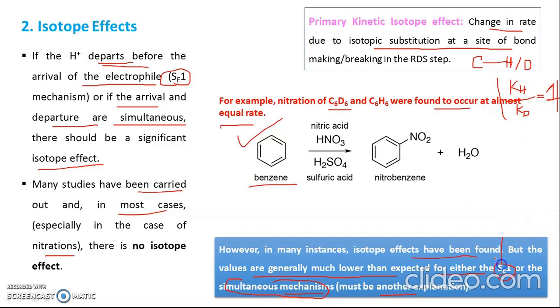But remember, for the reverse mechanism and for the simultaneous mechanism, suppose the value of KH by KD should be 5 to 6, just for example, but actually it is much lower than that. Though it is not equal to 1, it is still not so high. Maybe it is 2 to 3, just for example. Okay, so this is the second evidence of the stepwise mechanism. It proves that the arenium ion is formed as an intermediate.